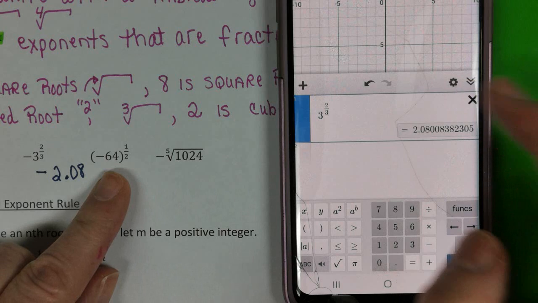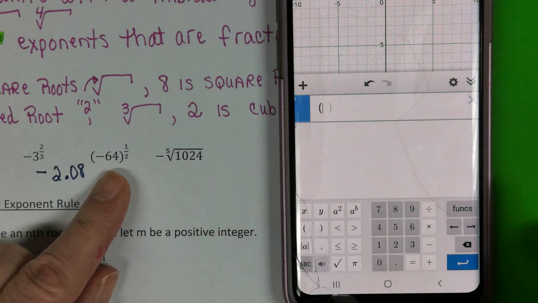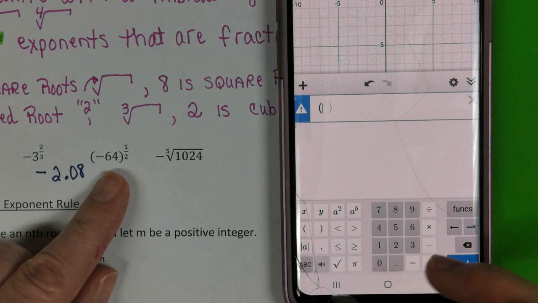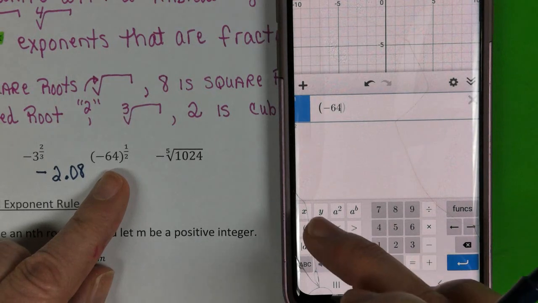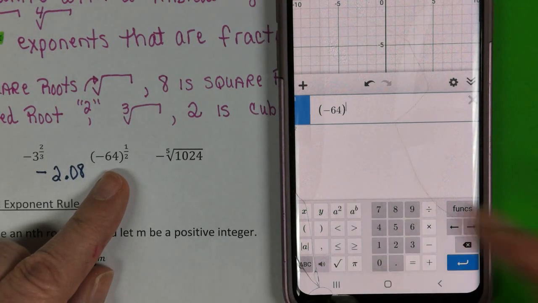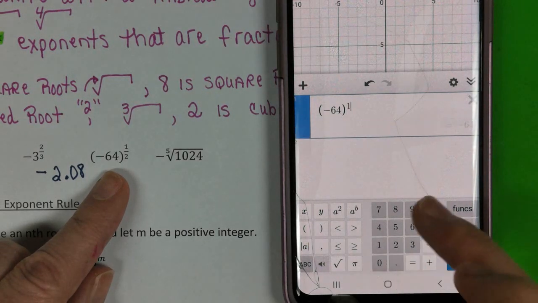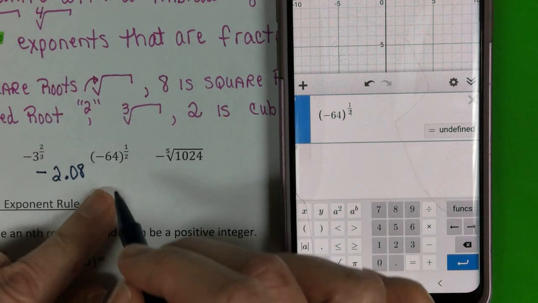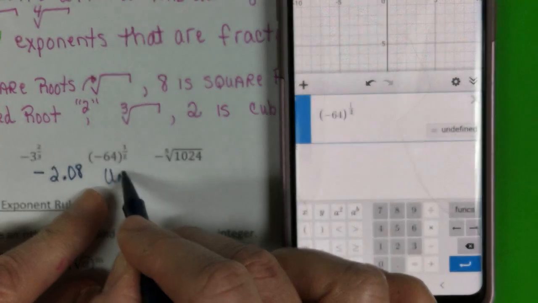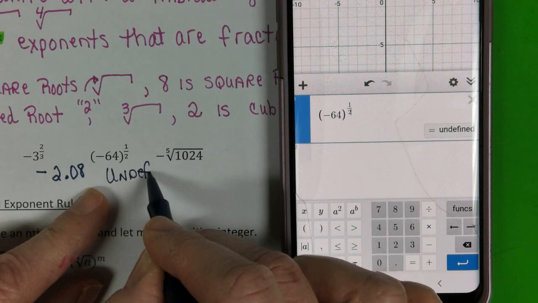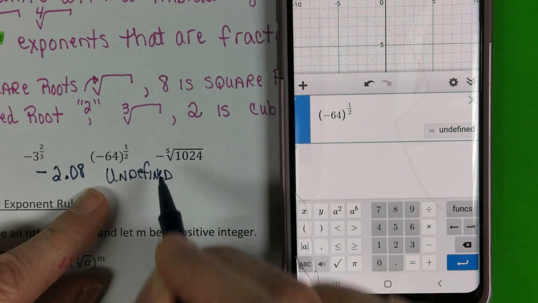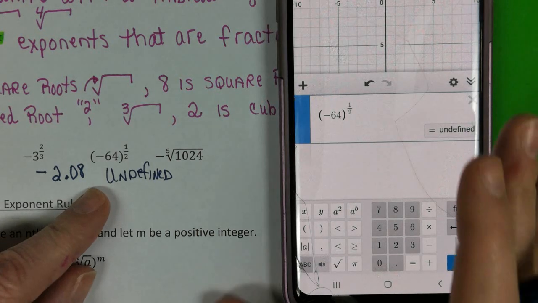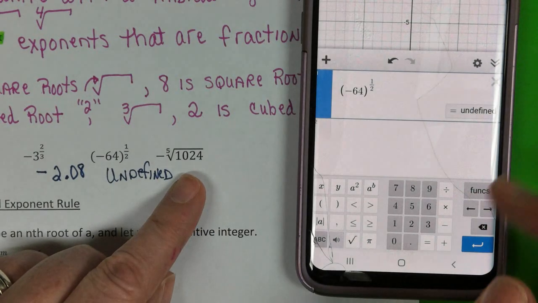-64 to the 1/2 power. I'm going to type this in exactly how I see it. I'm going to put parentheses, -64, close my parentheses, to the 1/2 power. And notice that it says this is undefined. We're going to talk about that in just a little bit. That is undefined.